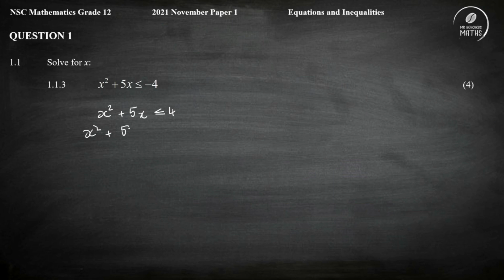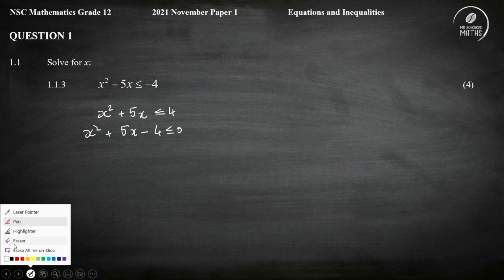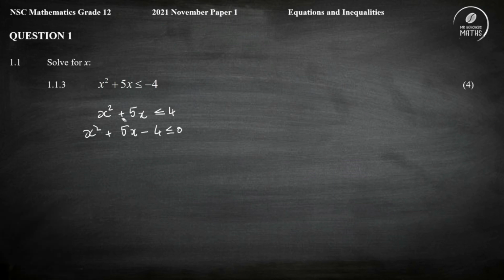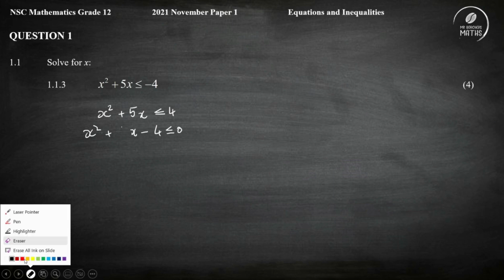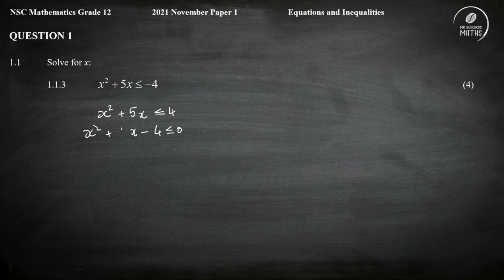First of all, we get this into its standard form, just like we would if we were solving a quadratic. That is a 5, by the way. I'll just correct that. So x squared plus 5x minus 4 is less than or equal to 0.